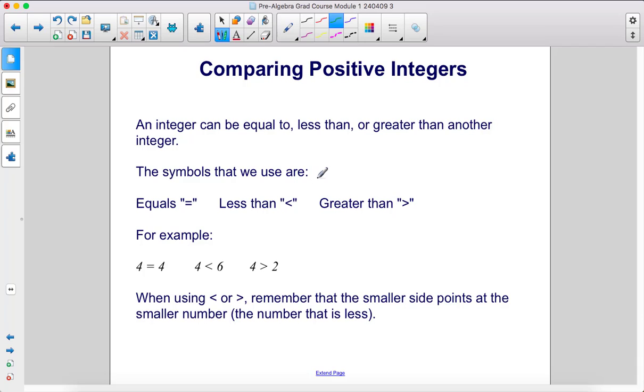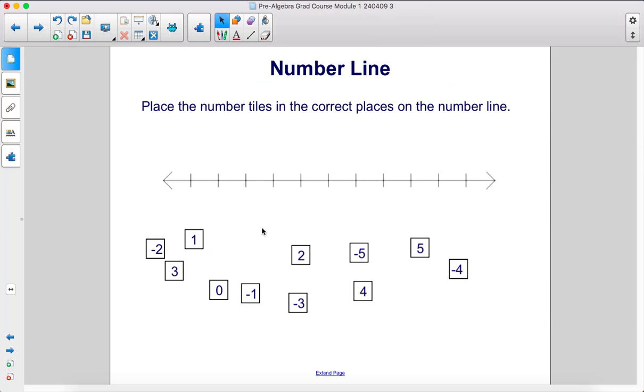The symbols that we use are the equal sign, the less than sign, and the greater than sign. For example, 4 is equal to 4, 4 is less than 6, and 4 is greater than 2. When using the less than or greater than symbols, remember that the smaller side points at the smaller number, the number that is less.